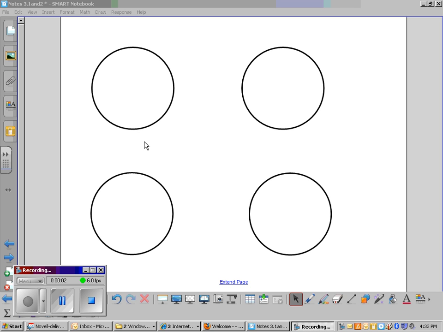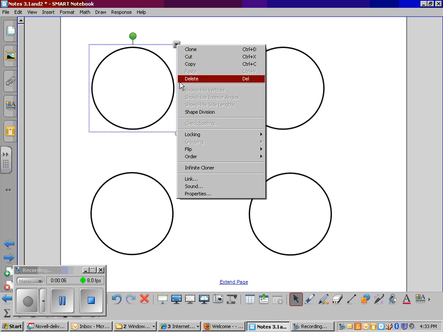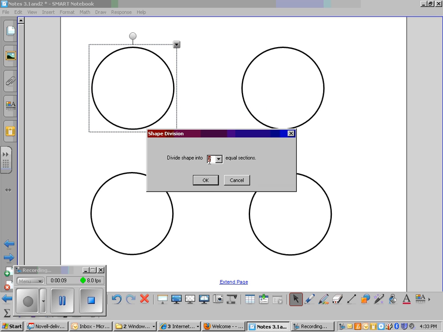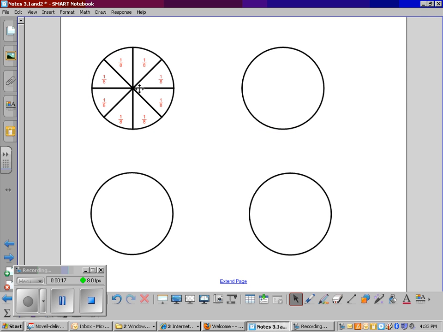We're going to use these circles to work with some radian measures. So the first thing I want to do is take my circle and divide it into, we'll start with, let's start with 8 equal sections. Now when I divide that into 8 equal sections, the whole circle is divided into 8 sections, so each section represents 1/8 of the circle.